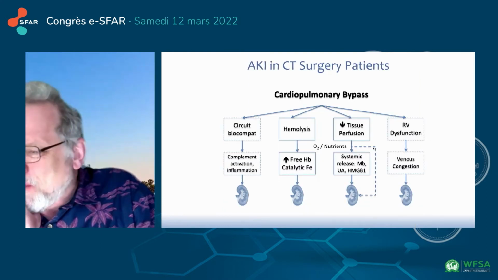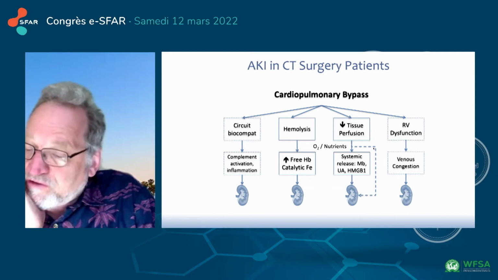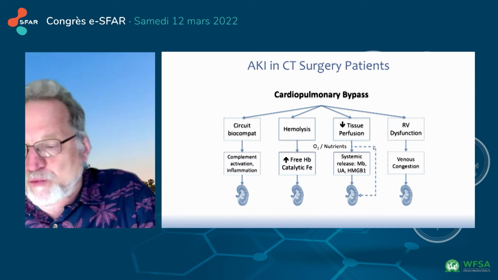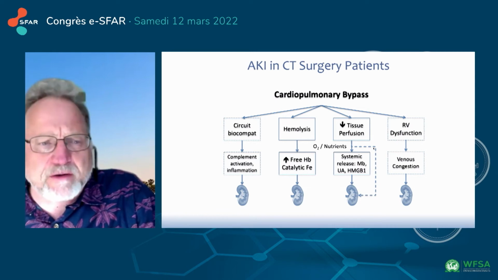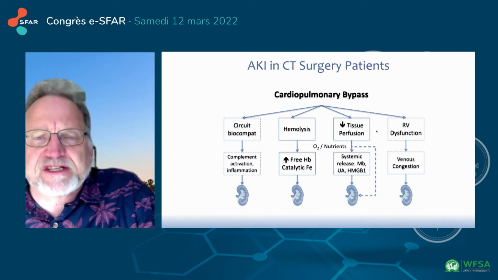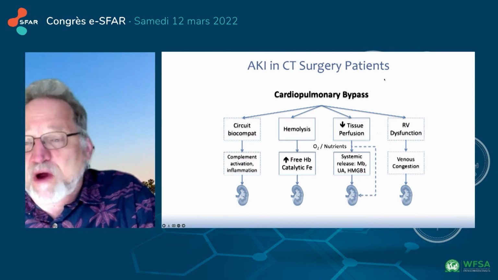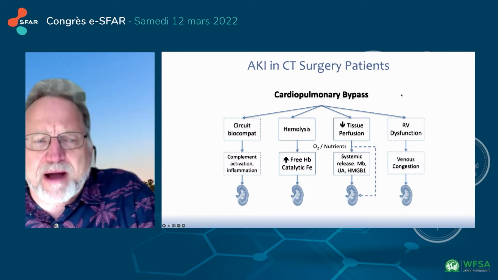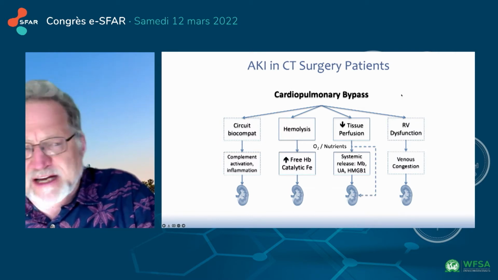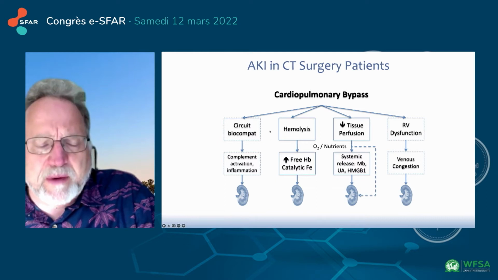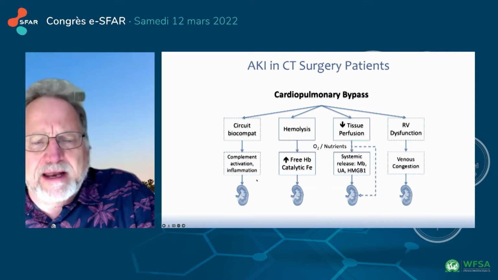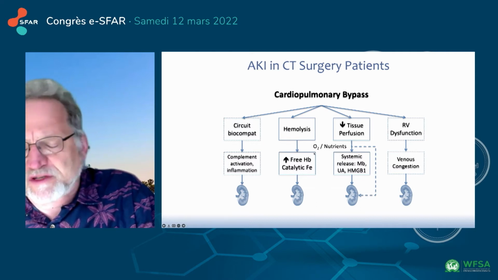So what if it's not just underperfusion, what is going on in acute kidney injury, and how can we direct our therapies to it? This is just to give you some sense, even in a rather narrow portion of perioperative AKI, cardiopulmonary bypass, just how complex it can be. So the circuit bioincompatibility will activate complement and inflammation. There's hemolysis, which leads to free hemoglobin and catalytic iron.